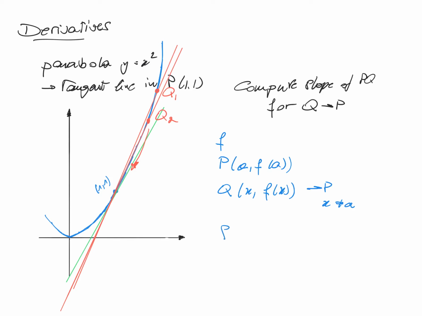And now we calculate the slope. So the slope of the line segment, the line PQ, we indicated this with m. This is then (f(x) minus f(a)) divided by (x minus a). And then to find the slope of the tangent line, we took the limit for x going towards a of all those slopes.